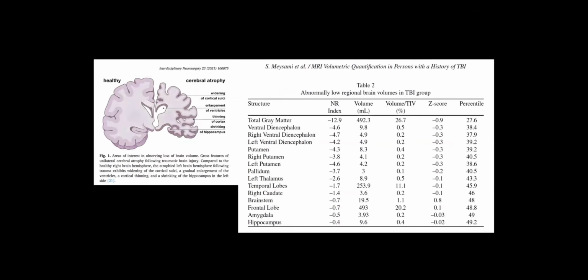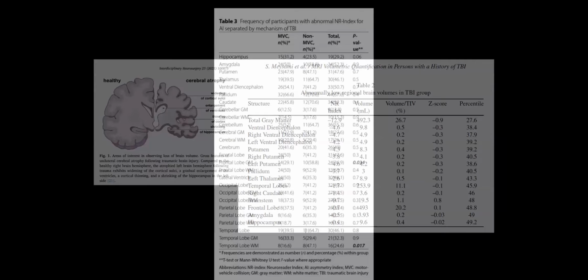And this replicates data that we published also in a separate non-medical legal TBI cohort way back in 2019, where we identified abnormally low brain volumes based on the NeuroReader index in total gray matter volume, the ventral diencephalon, the subcortical structures, as well as the temporal and frontal lobes.